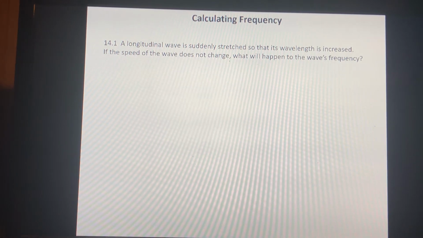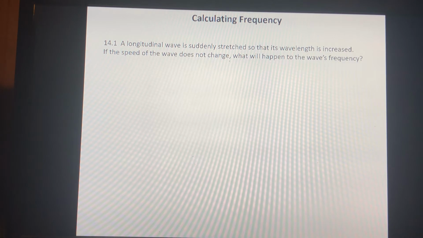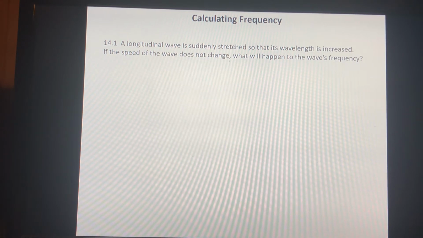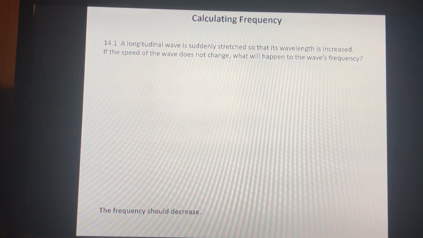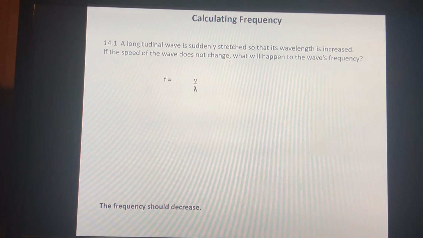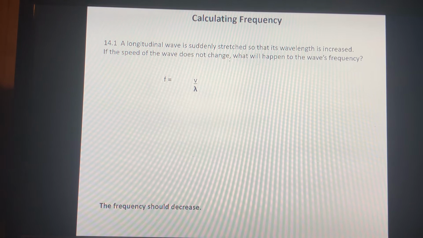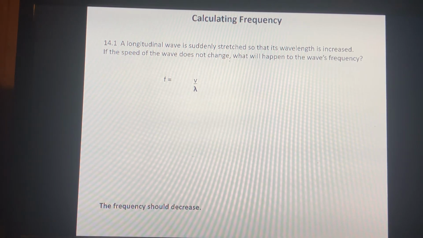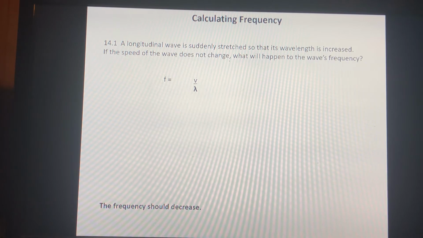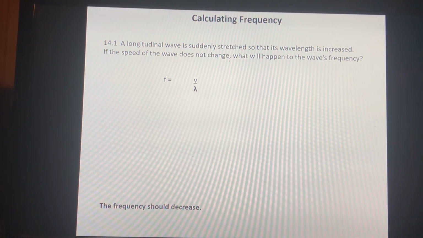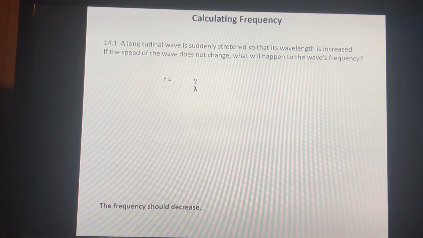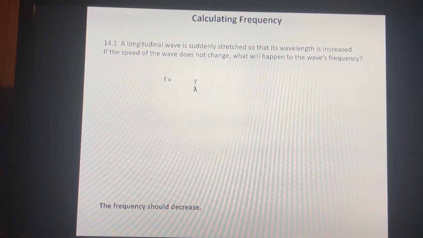A longitudinal wave is suddenly stretched so that its wavelength is increased. If the speed of the wave does not change, what will happen to the wave's frequency? So, just thinking of it logically, looking at the frequency equation, speed divided by wavelength. If the speed stays the same, but the wavelength is suddenly larger, you're dividing the speed by a larger number, and so the answer should be a smaller number.